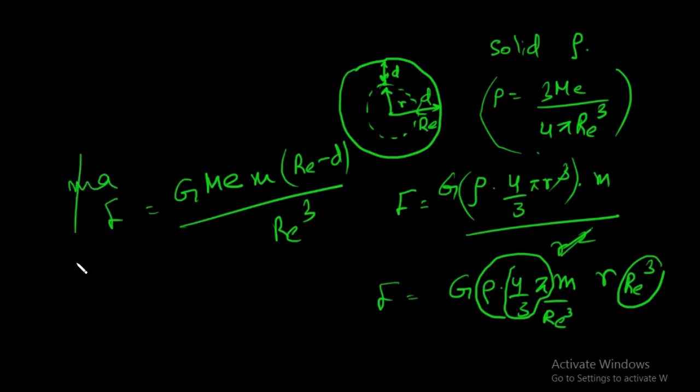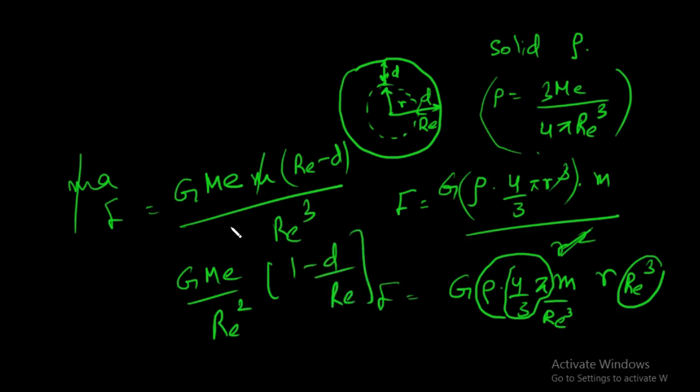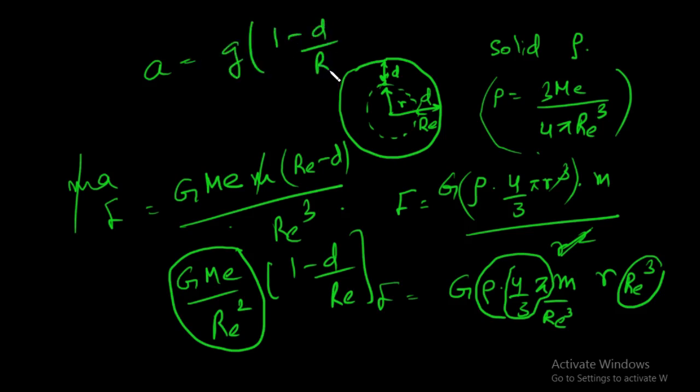Force is mass times acceleration, so m gets cancelled out. Alright, so we take G Me by Re square times (1 minus d by Re). We can take this as the acceleration due to gravity, so a would be equal to g times (1 minus d by Re). So this is the expression of acceleration due to gravity when the object is at a depth d from the surface of the earth, whereas in the other case it was a equal to g into (1 minus 2h by Re).